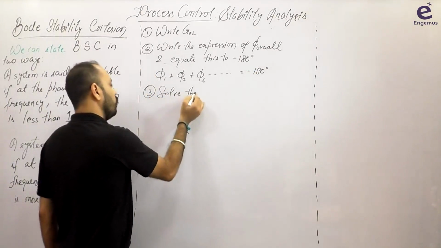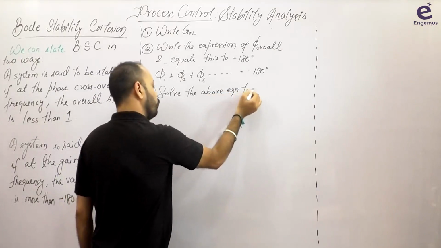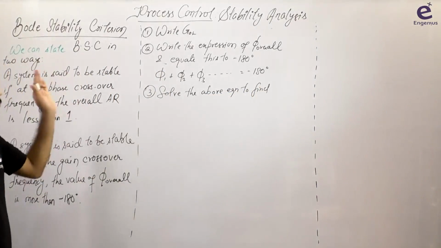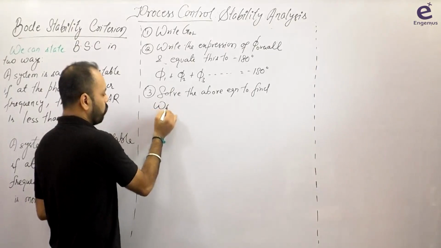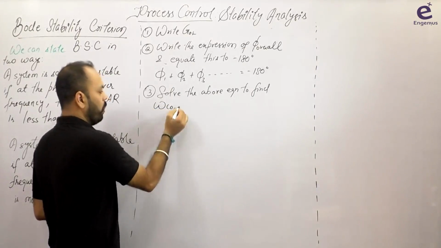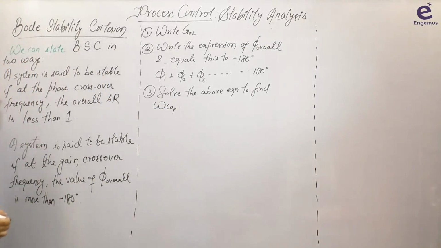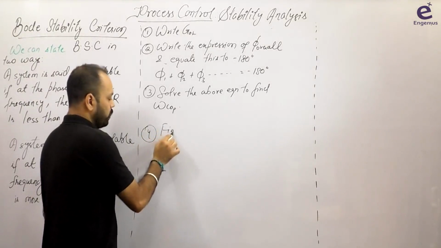Solve the above equation to find which crossover frequency you will find, phase crossover or gain crossover. When phi is equated to minus 180 degrees, we find the phase crossover frequency, omega COP. Now what does the statement say? That the system will be stable or unstable depending on the value of the overall amplitude ratio at the phase crossover. Now the fourth step, find AR overall.